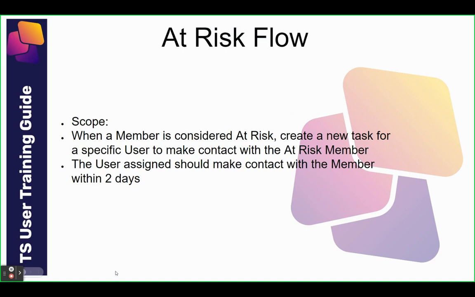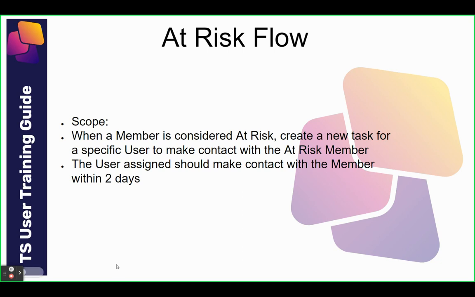Okay, so today I'm going to talk about a flow that I put together for a project that I worked on. The purpose of the flow is, when a member is considered to be at risk in completing the program, we want to create a new task and assign that task to a user, and that user is supposed to make contact with that at-risk member to talk to them about their at-risk status and see how they can be helped. So the user assigned should make contact with the member within 2 days.